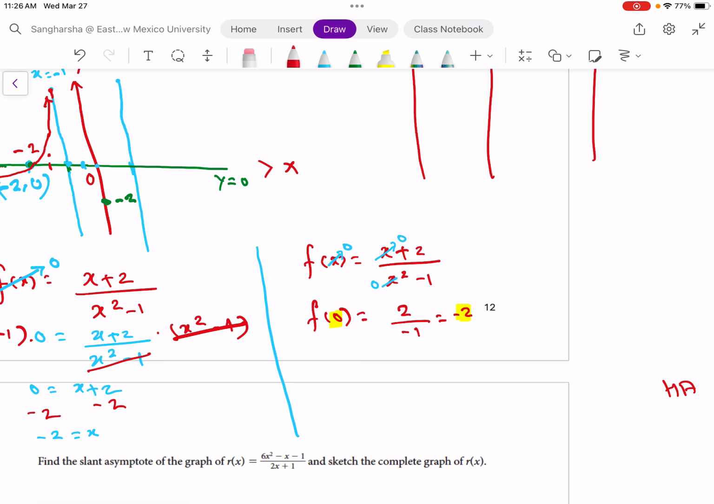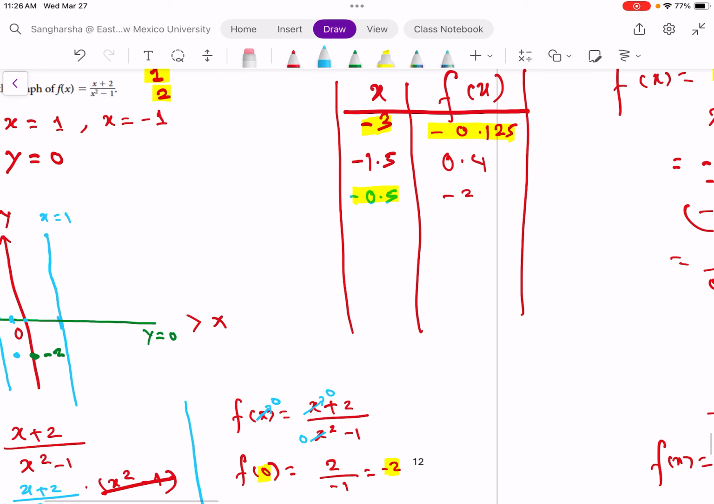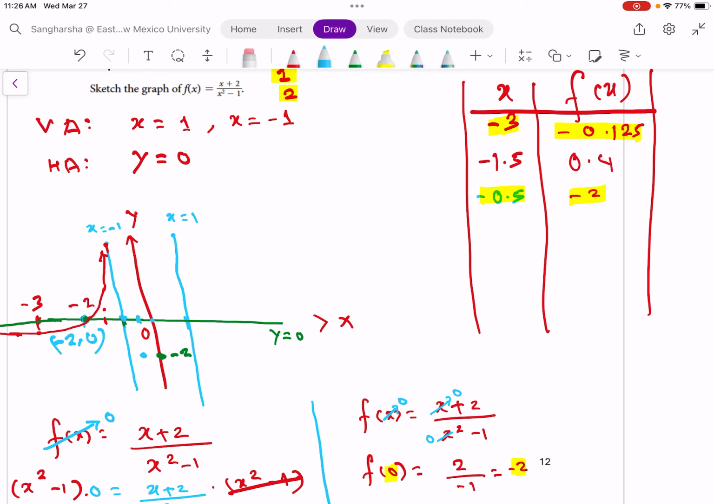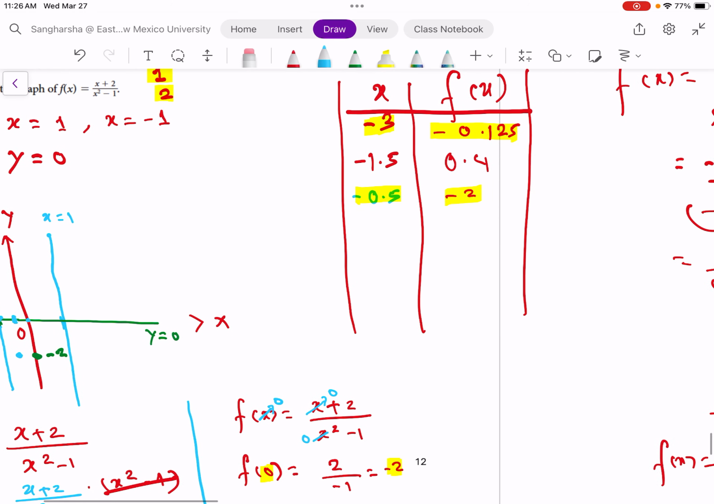Let's plot that point. If we plot that point, we're going to have it somewhere here. This is our -0.5, and this is the point at -2. Yeah, they can have the same height. That's right. So we are correct here, right? Let me know if you have any question here. So we get -2.